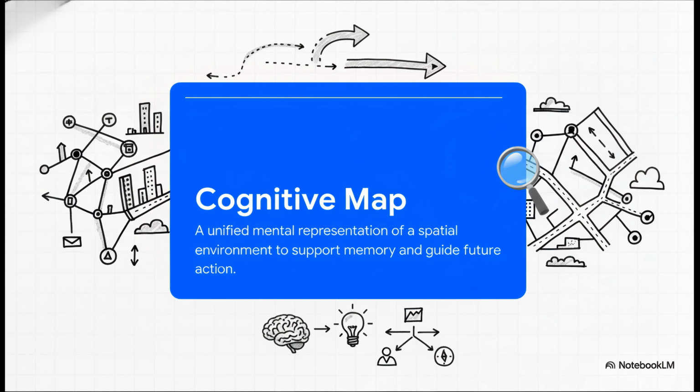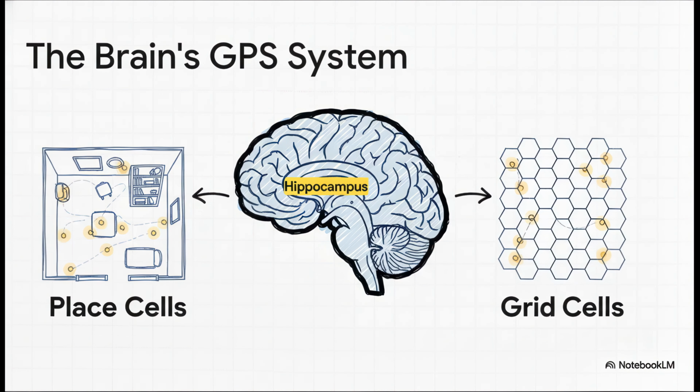Think about your neighborhood. You don't just know one route to the store, right? You can imagine shortcuts, you can plan new paths. That's your cognitive map at work. And the way it works is just incredible. The whole operation is run out of a part of your brain called the hippocampus. In there, you have place cells. These are neurons that literally act like pins on a map. A specific cell fires only when you're in a specific spot.